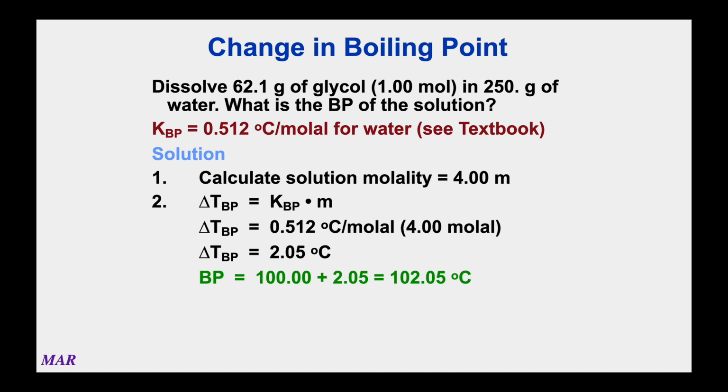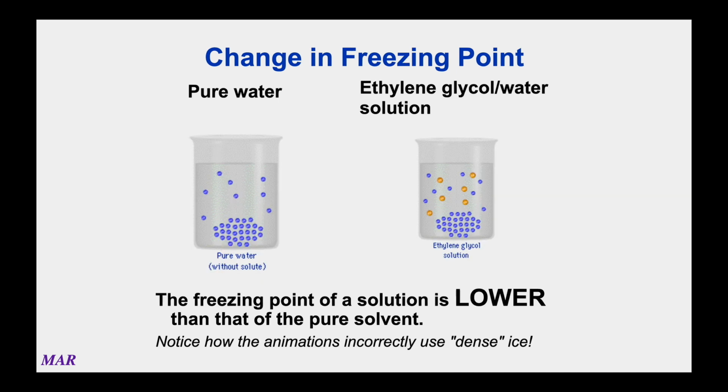Boiling points are higher. But there's another effect that happens with solutions. So far we've seen and talked about how the vapor pressures are decreased and boiling points are increased. But another thing happens when it comes to freezing points. Now, the freezing point of pure water is 0 degrees Celsius, all right? And that will happen when liquid molecules going to the solid phase are equal to the solid molecules going to the liquid phase.